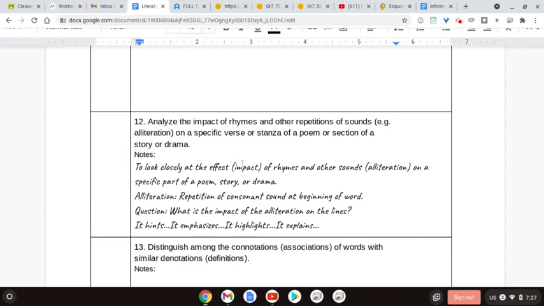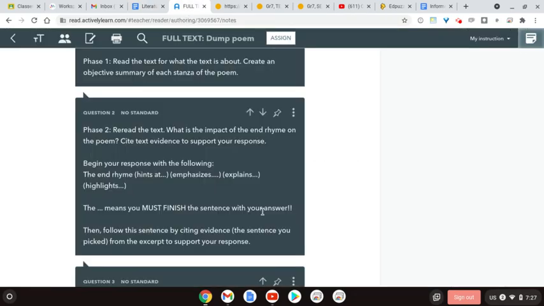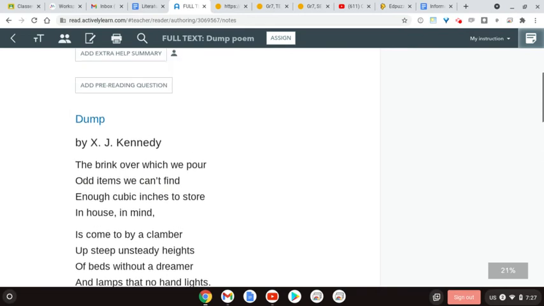That means to look closely at the effect of rhymes and other repetitions of sound, like alliteration, and what it does to the poem in this case. Now, for this particular question, we are focusing on the rhyme. This has an end rhyme, so you're going to see an end rhyme scheme throughout this poem. We're not looking at alliteration, but just to review, alliteration is the repetition of that consonant sound found at the beginning of the words. But instead of looking at alliteration for this specific target, we're going to look at the end rhyme. So as you read through the piece, focus on that end rhyme and think of its impact.